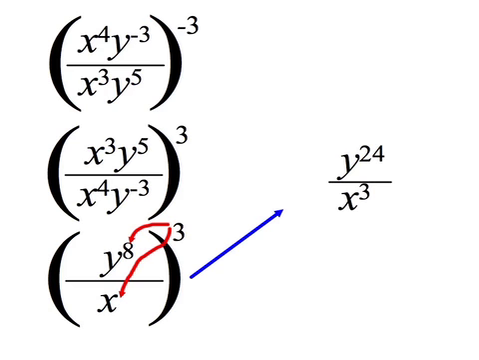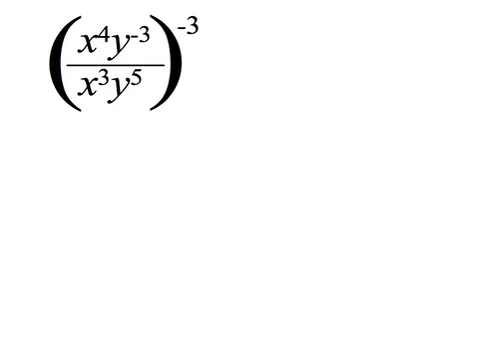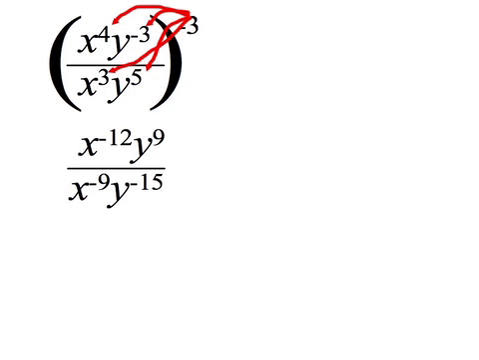And now we're going to simplify this problem by one more method. For this method, we're going to distribute the power, -3, throughout our fraction inside the parentheses. That gives us, of course, 4 times -3 for x on the numerator. -3 times -3 to make y to the 9th, also in the numerator. And in the denominator, 3 times -3 gives us x to the -9th. And 5 times -3 gives us y to the -15th.